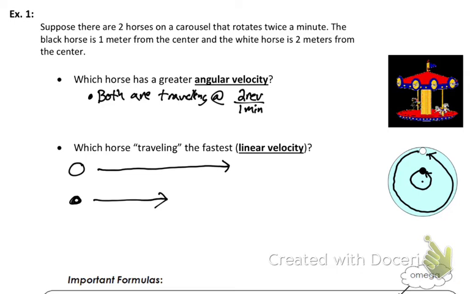What do you have to do if you're covering more ground in the same amount of time? You have to be going faster. So which one has the faster linear velocity? The white horse. So when I think of linear velocity, even when it's going around a circle, I still think of a straight line. How far do they have to cover?